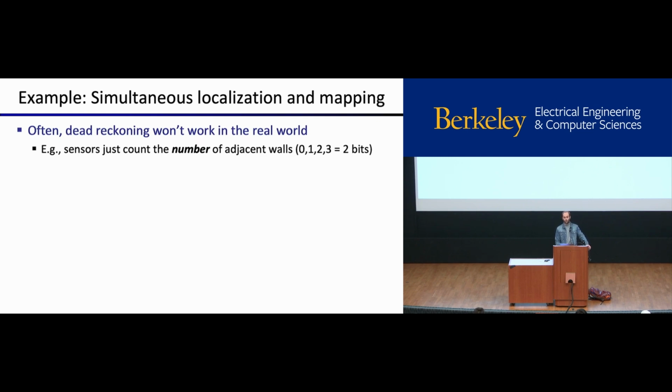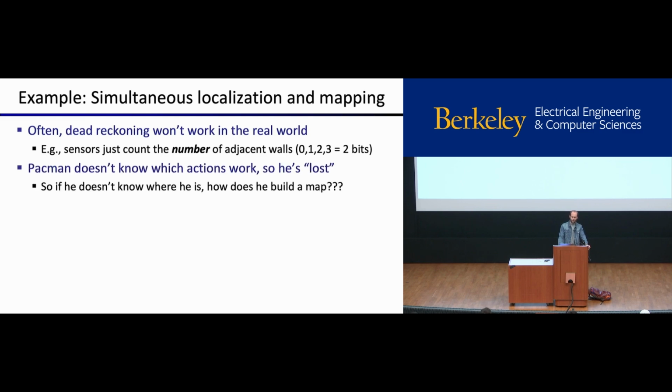And dead reckoning, where you know where you are relative to your starting location, doesn't always work in the real world. So let's consider another Pacman example where he's given less information. Not because it's too hard for us to tell him, but just because it's an interesting problem with some real-world relevance. I mean, the methods we'll use to solve it might be more broadly applicable in real-world domains. So in this case, the sensors just count the number of adjacent walls. Is he next to 0, 1, 2, or 3 walls? Or 4 walls? I think that's a possibility. Okay. So it's a little more than 2 bits of information.